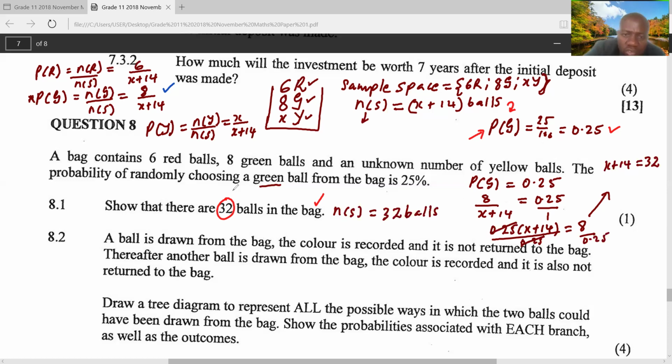And if we have 32 balls in the bag, now we can know the number of yellow balls, which is 32 minus 14. It means it's 18. There are 18 yellow balls in the bag. So it's 18 plus 14, which is 32. Then now we have the information. We have answered the first question. Let's now move on to the second question.